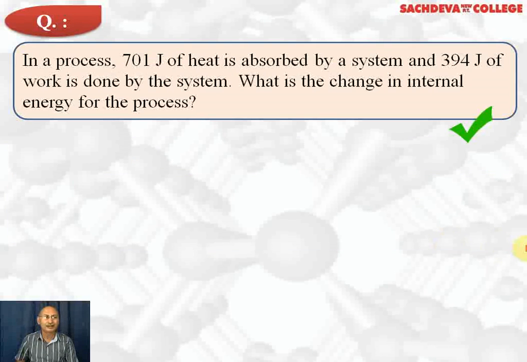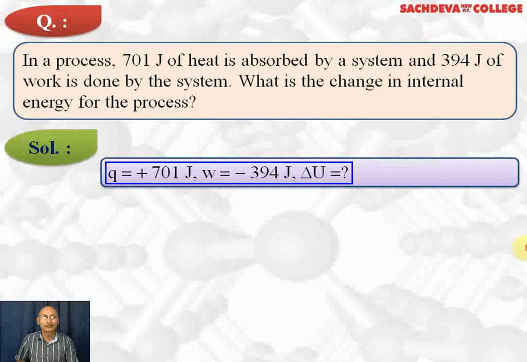Let's take up this question. In a process, 701 joules of heat is absorbed by the system and 394 joules of work is done by the system. What is the change in internal energy for the process? We are given Q is equal to plus 701 joules because this heat is absorbed by the system. And work is done by the system, so W will be negative, minus 394 joules.